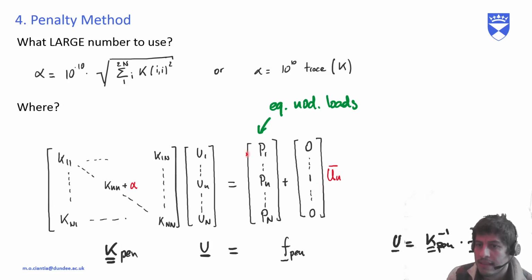So this is how we solve the system in MATLAB, and we then obtain our penalized stiffness matrix, our nodal displacement, so our unknowns, and the penalized, let's say, right-hand side. So in this way, we can then invert K penalized and obtain U. And with U, we then go back and calculate the reactions.